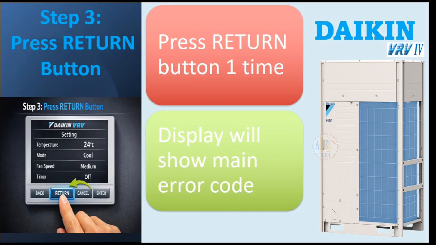Step 3. Return button operation. After completing the set button sequence, press the return button once. The controller will now display the main error code, indicating the primary system fault.